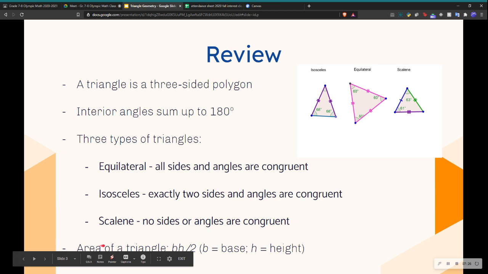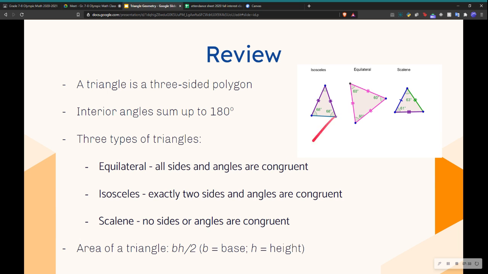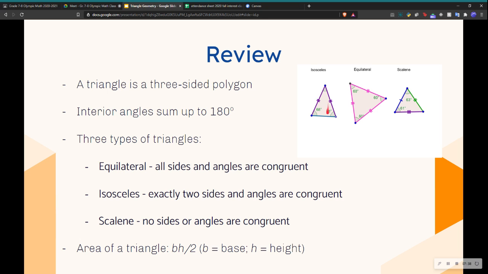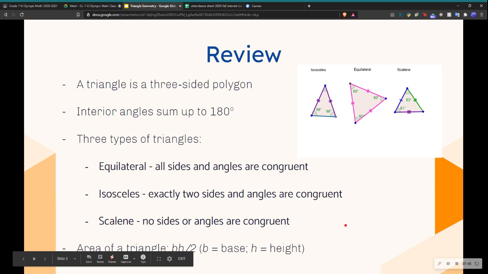And then the area of a triangle is base times height, divided by 2. So say you have this isosceles triangle, you have the base right here, and then you multiply it by a height. Remember, the height has to be perpendicular to the base. So the height would be around here. And then you just divide that by 2. That will give you your area. Any questions? So this is just a review of what a triangle is. No questions? Then move on.